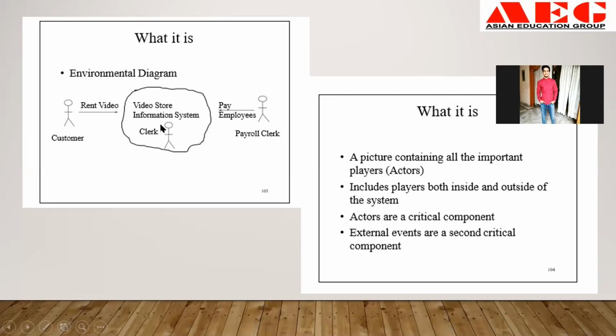So the clerk is getting paid by the payroll clerk. So this is an entity, this is an entity, and this is an entity. But we are representing them in the form of a human being. So this is an actor. A picture containing all the important players, actors, includes players both inside and outside of the system. So this is the outside system players, and this is the inside system player.